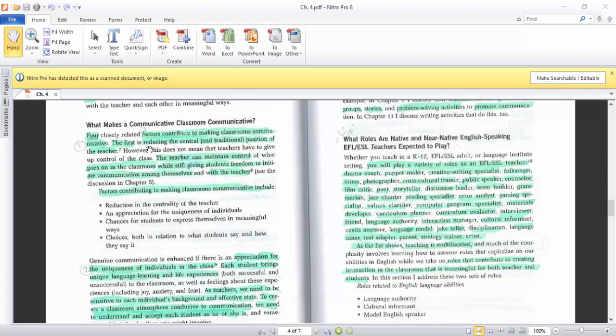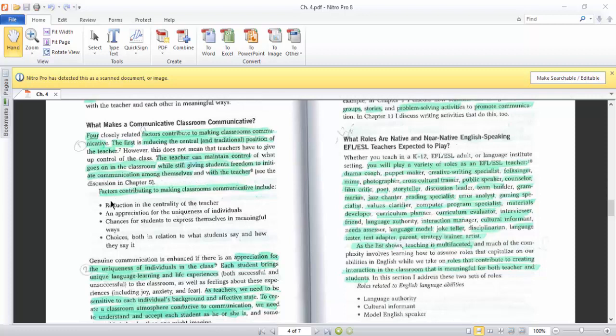The first one is reducing the central position of the teacher. The teacher can maintain control of what goes on in the classroom while still giving the students freedom to initiate communication among themselves and with the teacher.